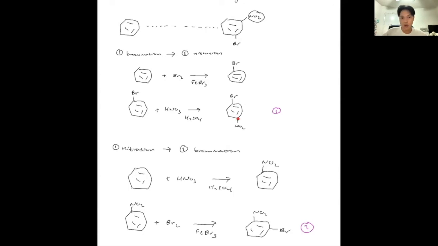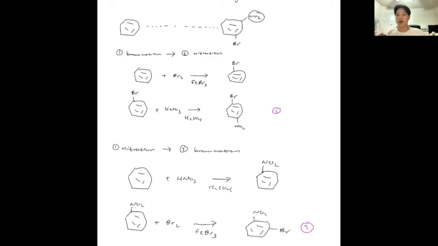This carbon with the nitro group is 1, 2, 3 carbons away from the carbon with the bromine group. But this carbon with the nitro group up top right here is 1, 2. So that's not the same. And that matters because these are not the same molecules, because we added the bromine first. The bromine is an ortho para director.